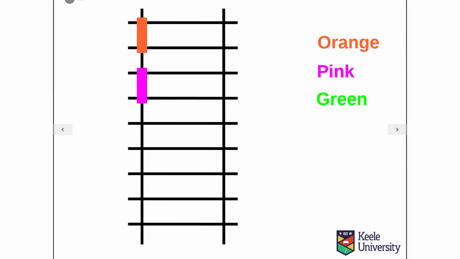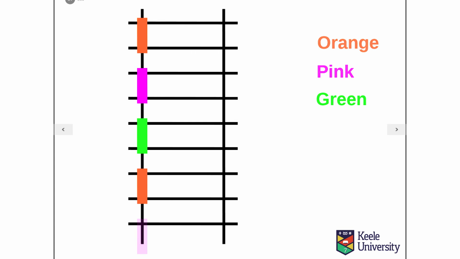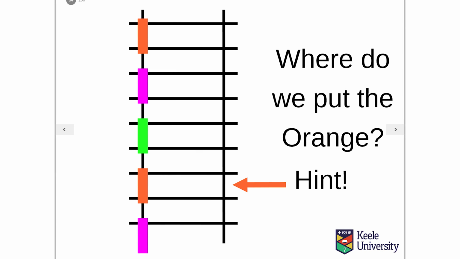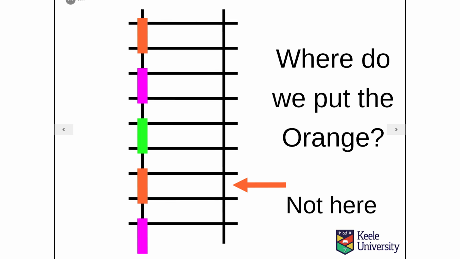So there's empty and I get a gap and then the pink and a gap and the green, gap and the orange, gap and the pink ball falling off the bottom of the diagram. And now I ask you, where does the orange ball go in the other hand? Now some of you will already have a good idea about this. Let me give you a hint. It's not there.